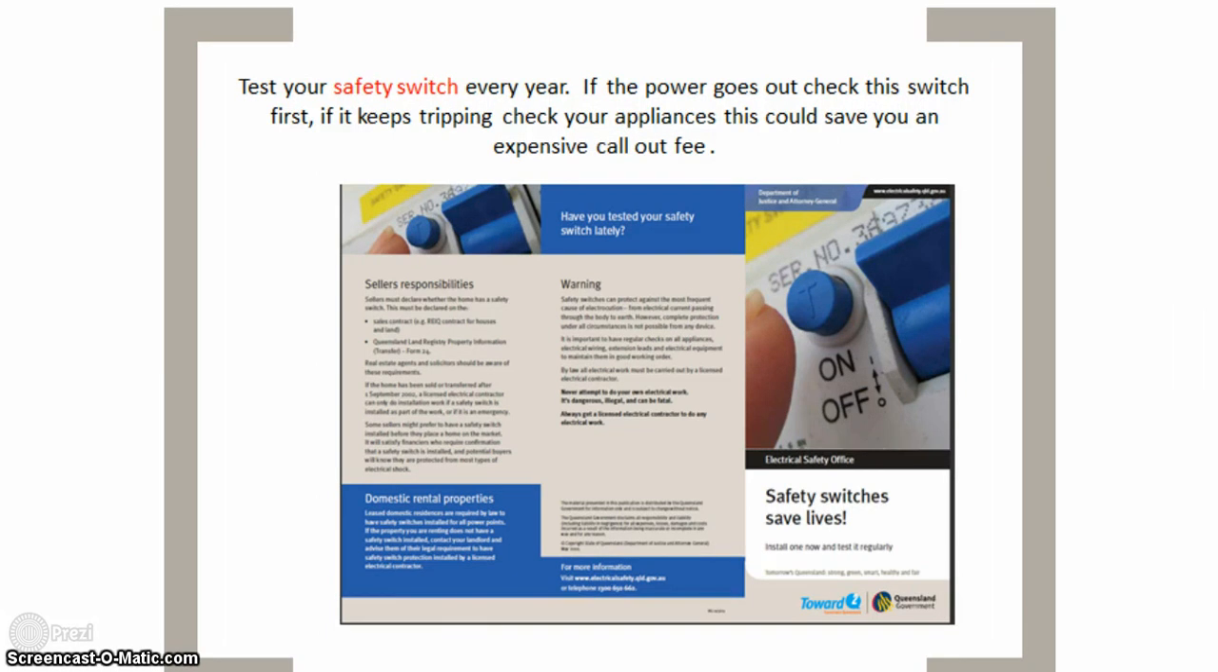Your safety switch is the first switch to trip if an appliance is faulty. You will need to unplug your appliances one at a time until you find the faulty appliance. If it is an owner's appliance, please contact your property manager for repair.